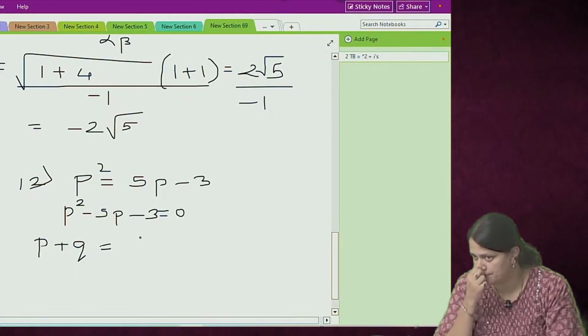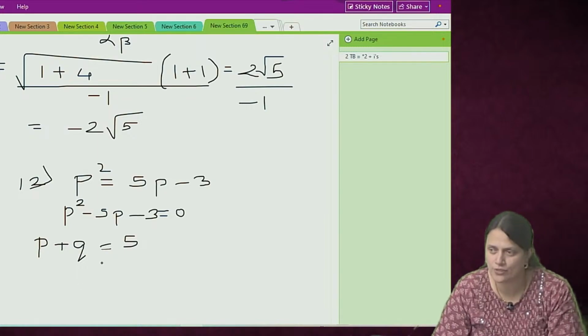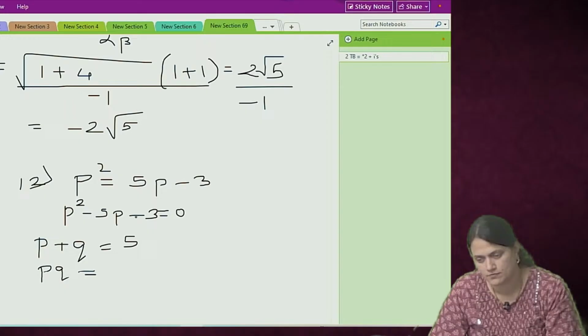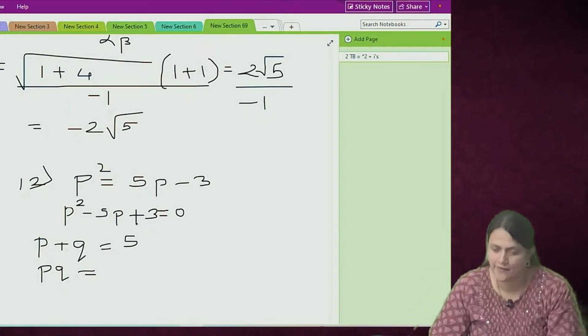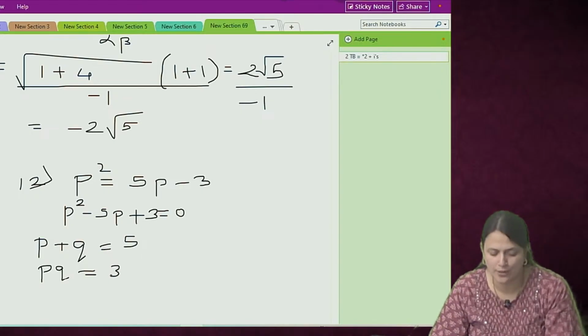5 upon 1, minus b by a, na? Minus of minus 5, so that will give you plus 5, and pq is c by a, so this will become 3. Okay, so we have these values now.